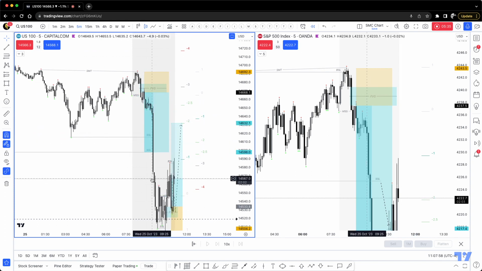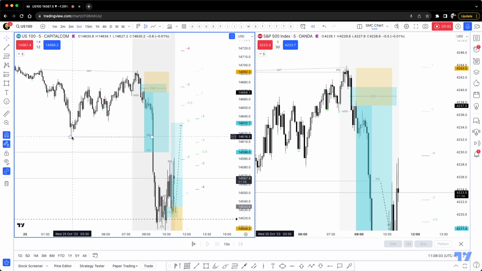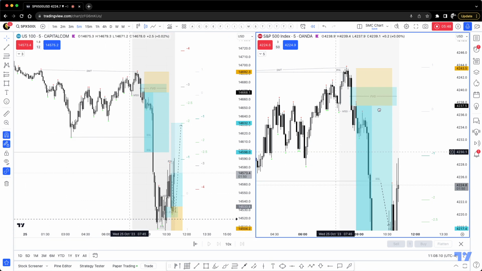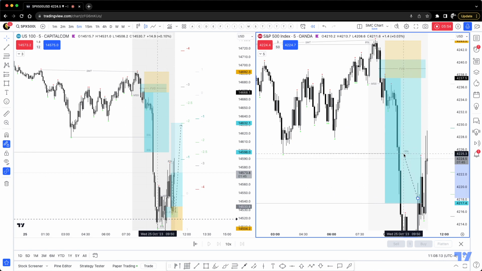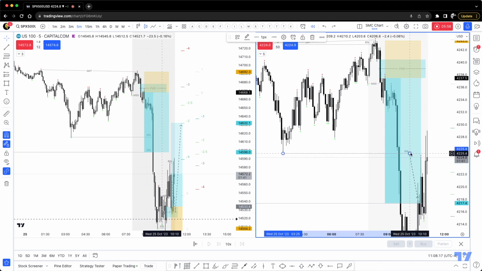Okay. Anything after that, I don't care. Price could dip 6,000 pips, I don't care. My closest target would definitely be here, normally this previous low. The same on S&P 500. The nearest target was this one.